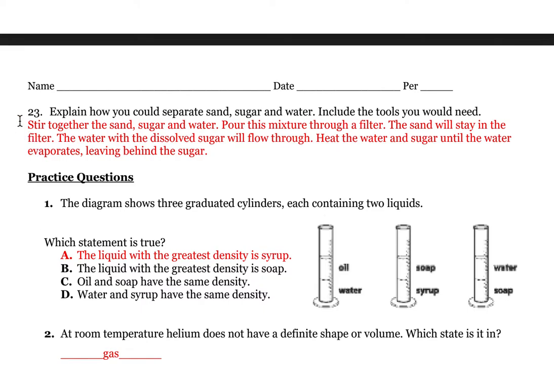Number 23, explain how you could separate sand, sugar, and water. Include the tools you would need. Stir together the sand, sugar, and water. Pour the mixture through a filter. The sand will stay in the filter. The water with the dissolved sugar will flow through. Heat the water and sugar until the water evaporates, leaving behind the sugar. So the tools you would need would be a filter and probably a beaker and a hot plate and a pan.